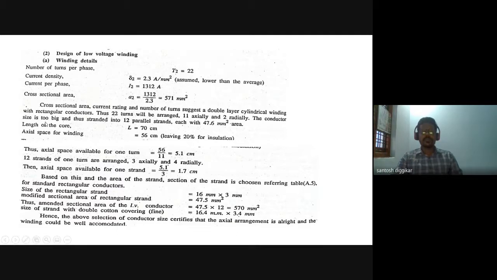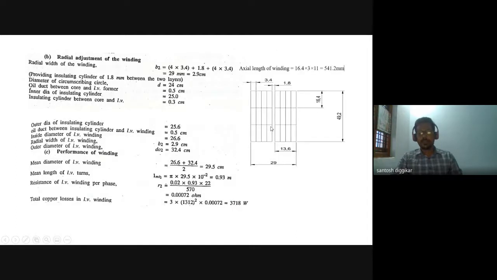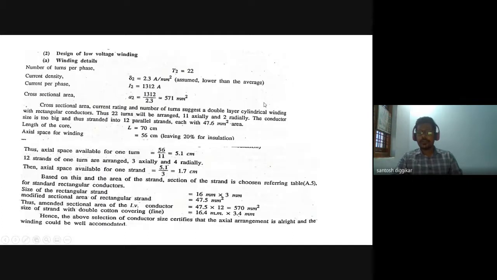Now we are arranging the LV turns 11 axially and 2 radially. How will it look? You can see, this is for one turn, this is for one coil. The axial space available for one turn is 56 divided by 11, where 11 is the number of turns in one layer. So it is 5.1 centimeter.